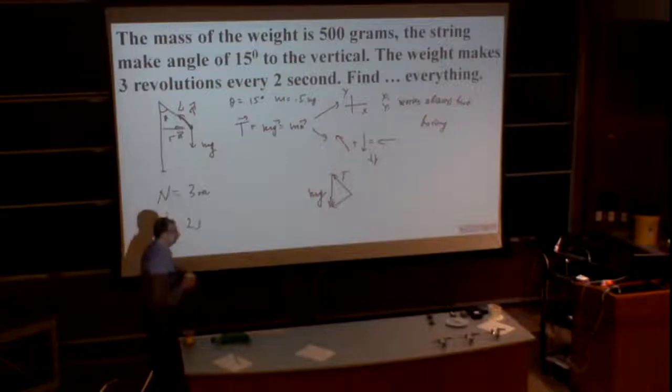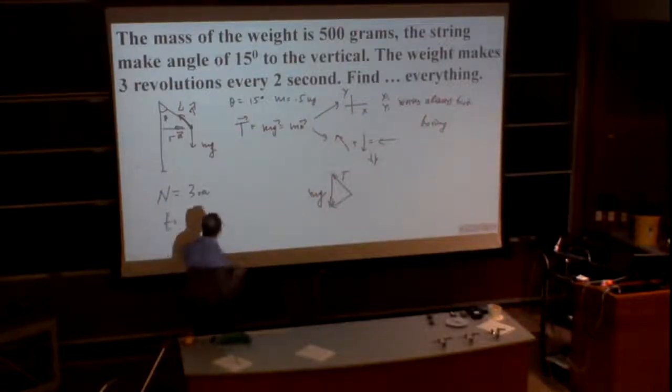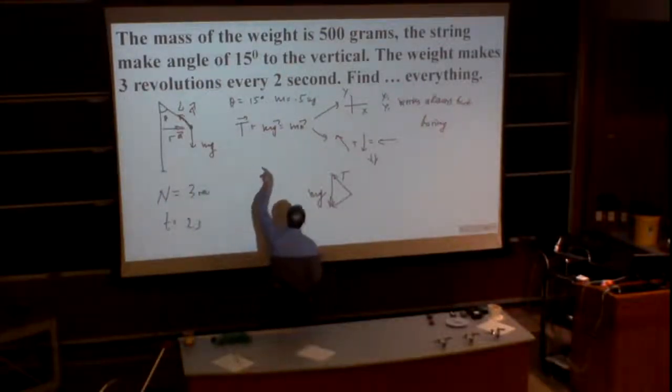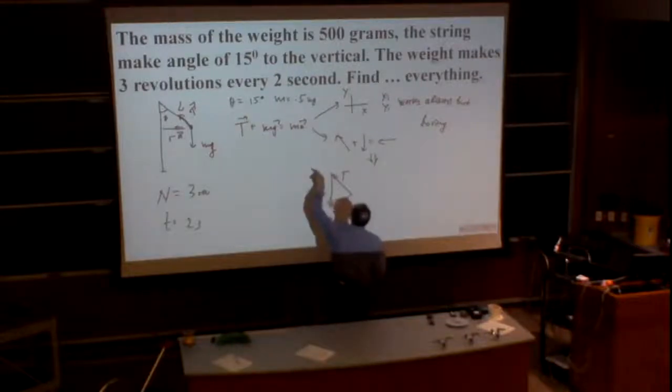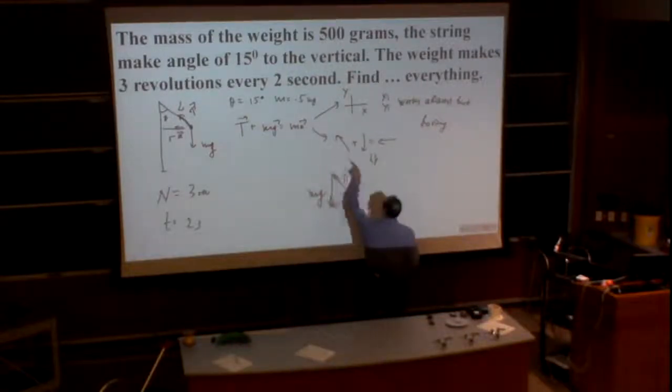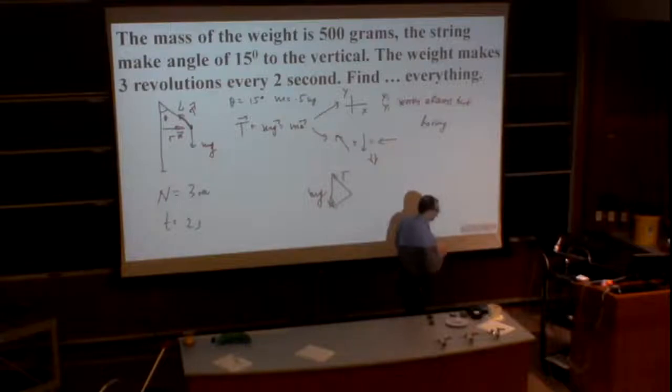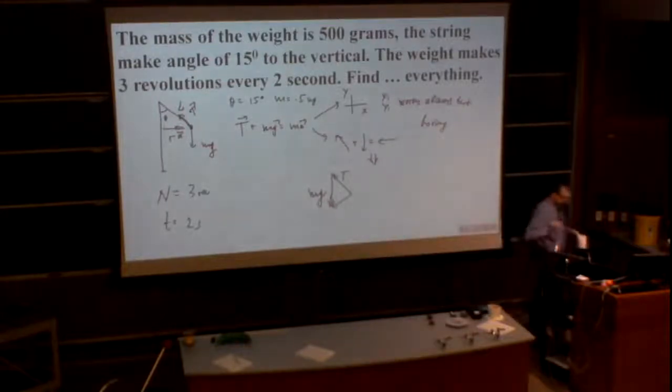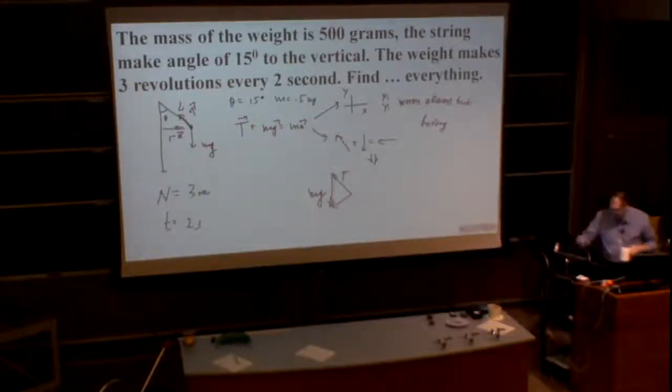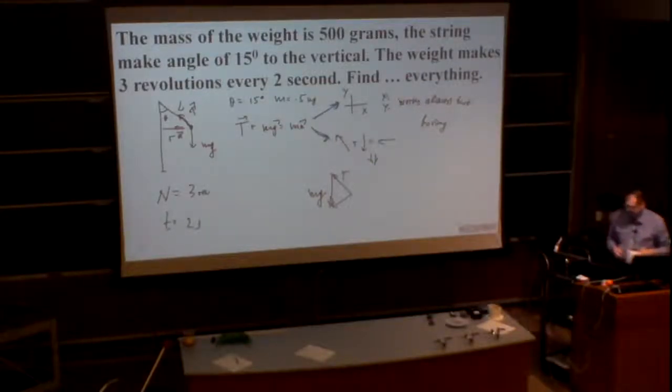The direction of T is represented by a string. A string points like this, and I keep it like this. The only thing which might confuse me is these two arrows, which don't represent any forces. They represent a fork in our reasoning.